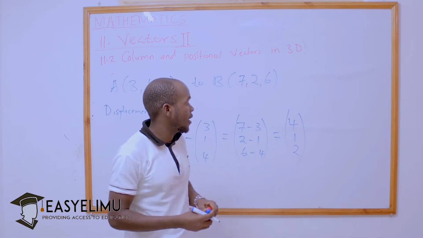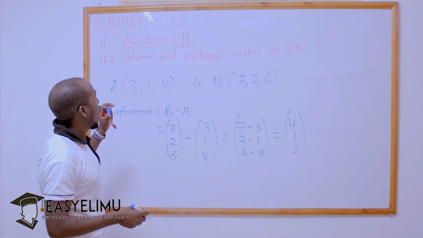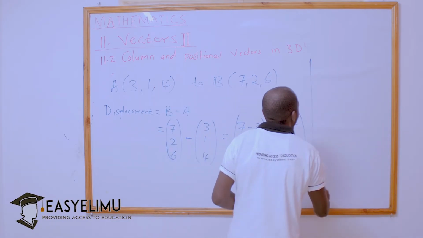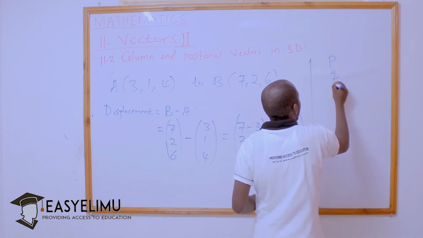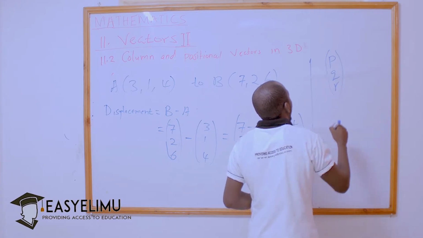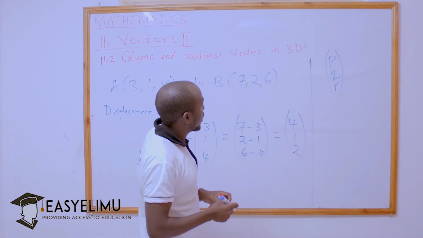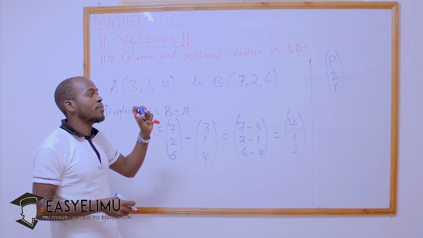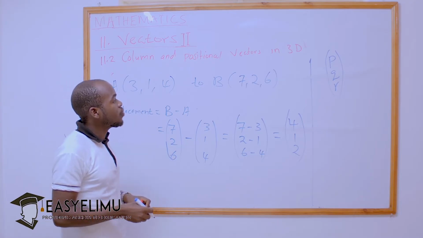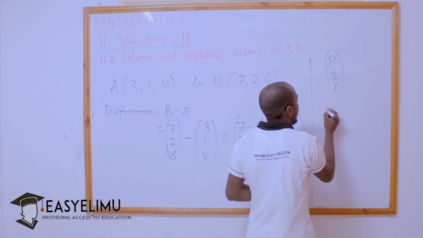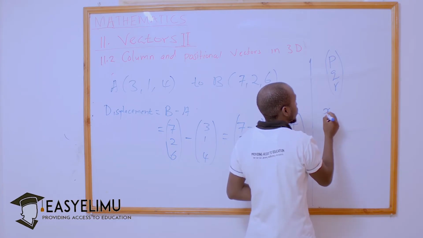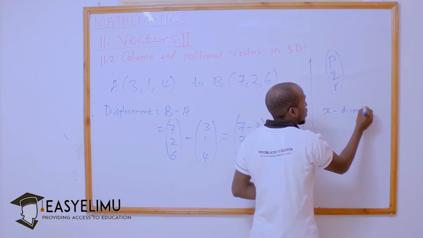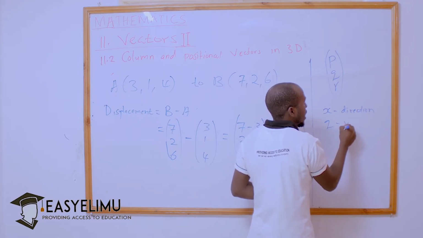So in general, we can say that a column or position of vector in 3 dimensions is given in terms of P, Q, R. If you find a column vector given in 3 dimensions, you will find it being given in that position, that is P, Q, R. And this one here, P represents the X direction. P is always in X direction or X axis. Q is in Y direction.